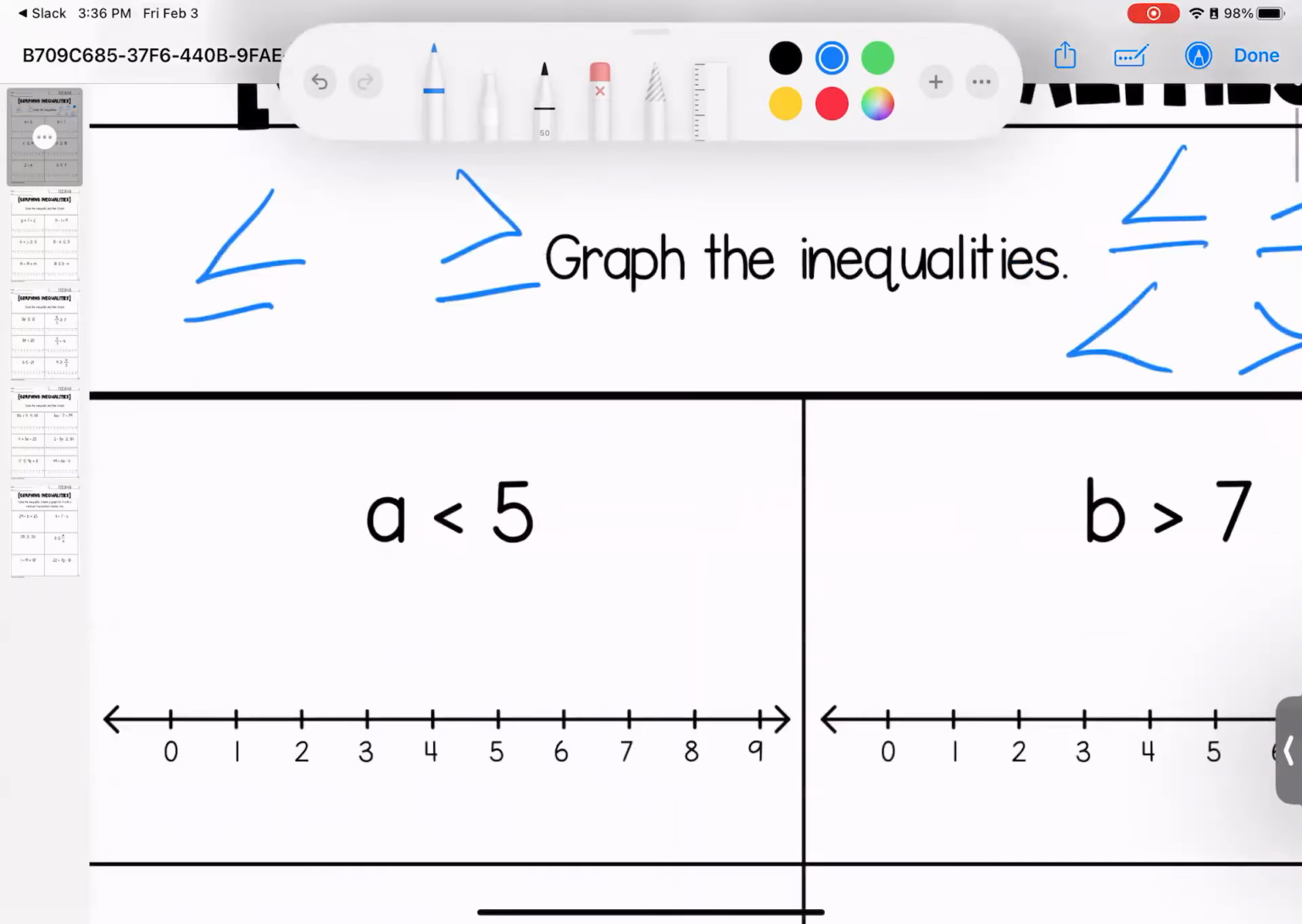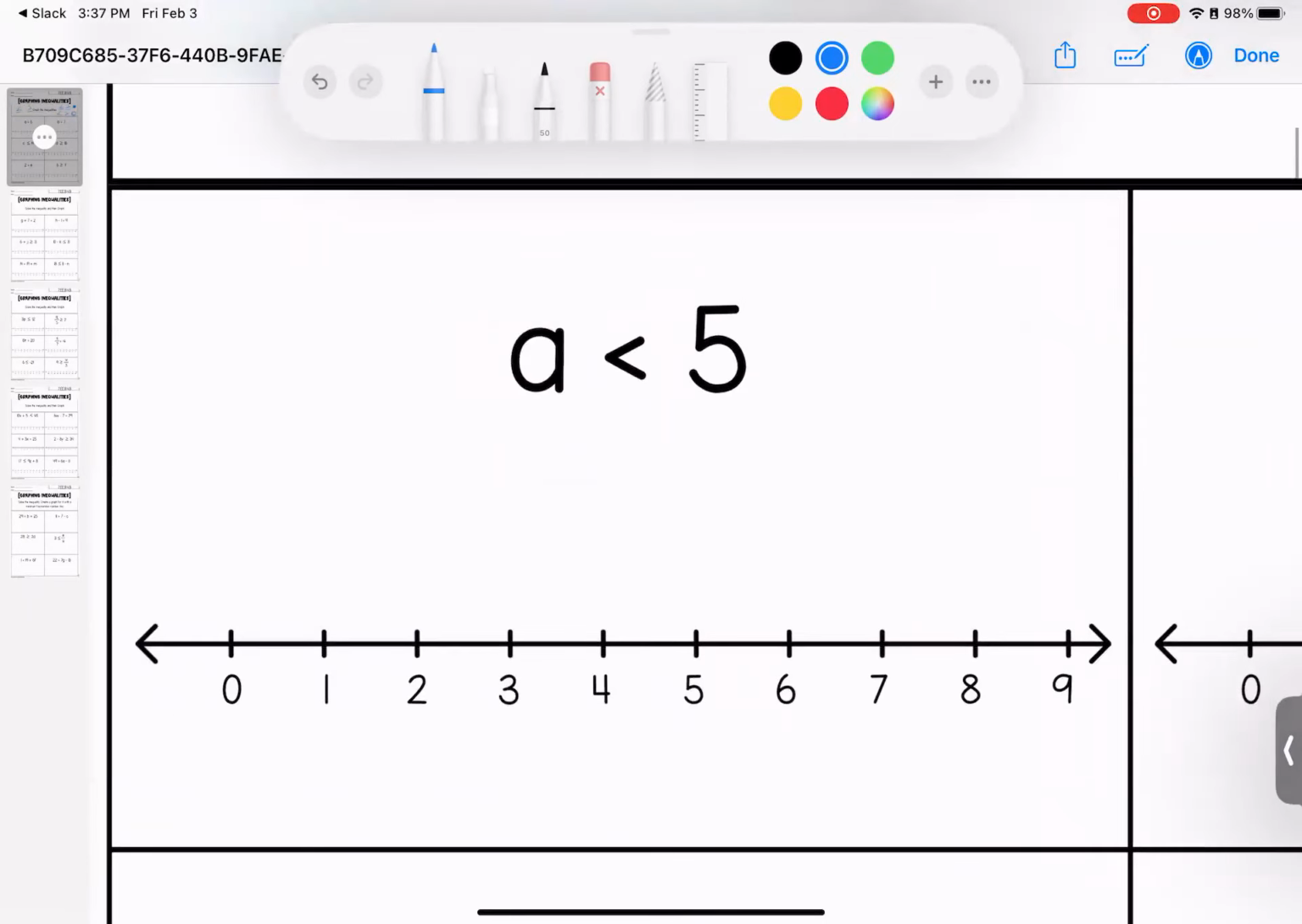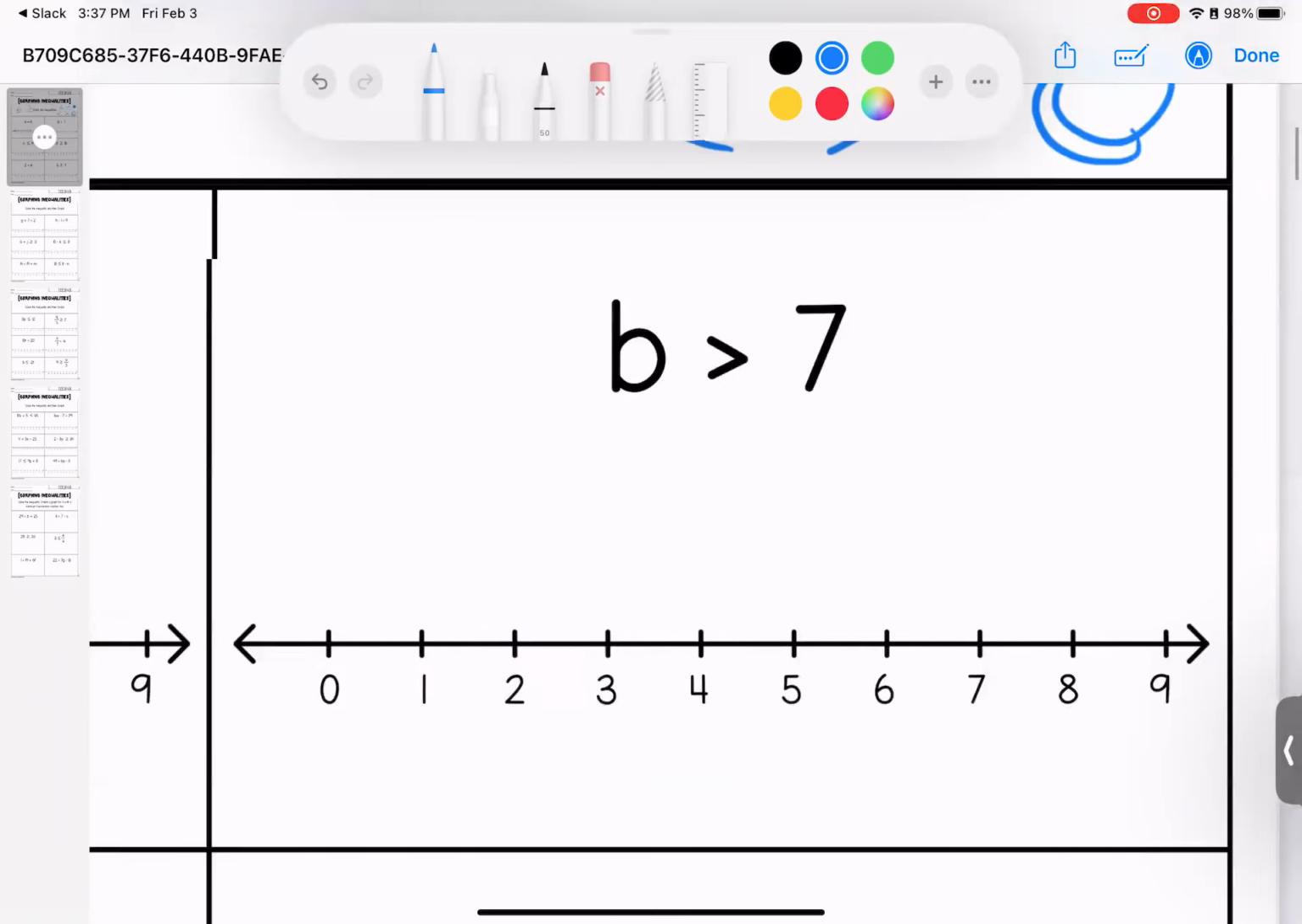Let's dive in. We have A is less than 5. So we're going to find 5. We're going to do an open circle because it does not have is equal to, and it has to be less than 5. One thing that helps me remember is think of this as your arrow. It tells you which way to draw. So A is less than 5. That means that A could be 4, 3, 2, 1, 0, or any of our negative numbers.